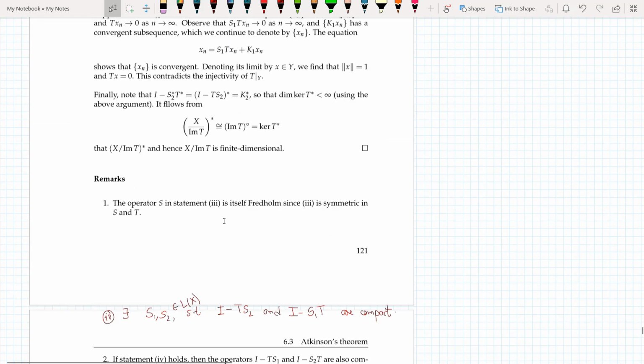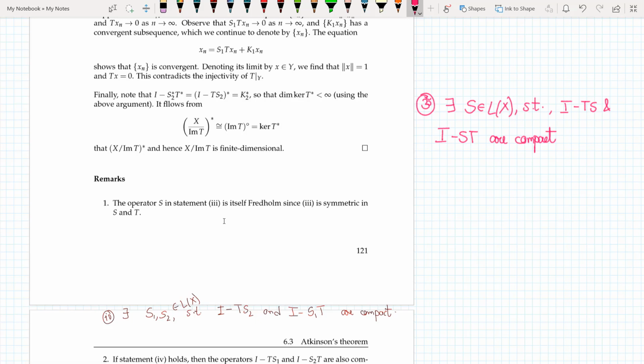The operator S in statement 3 is itself Fredholm since 3 is symmetric in S and T. So what was 3? Let's write 3 again. 3 says that there exists S belonging to L(X) such that I minus TS and I minus ST are compact.